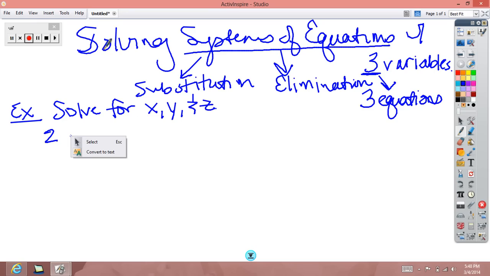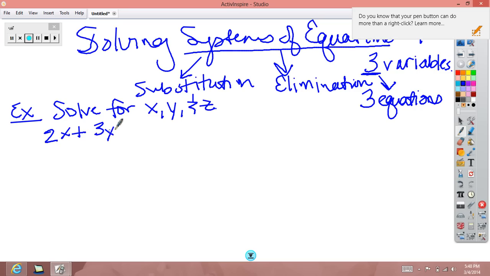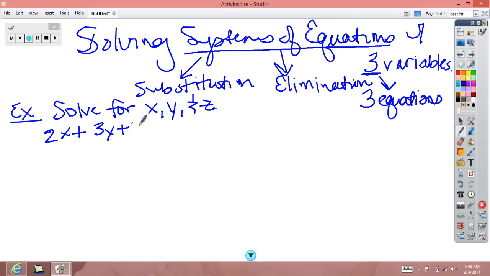So, solve for x, y, and z. I have 2x plus 3y plus 2z equals 13. And then 2y, I'm going to line up the y's here, plus z equals 1. And then z, again, lining up the z's, equals 3.